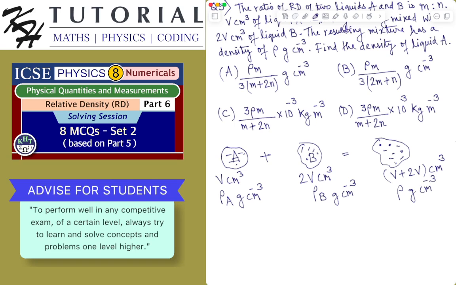In the problem, the density of the mixture is given to be rho gram per centimeter cube. So rho is already given. Also, one concept is that the mass of liquid A plus the mass of liquid B will be equal to the mass of the resulting mixture, because mass is not changing.